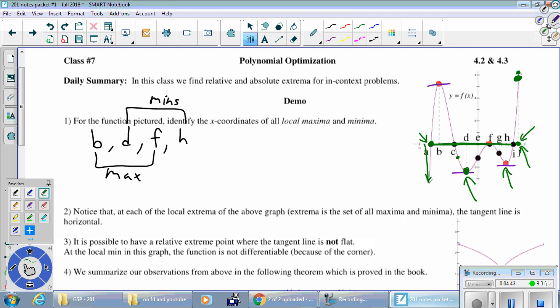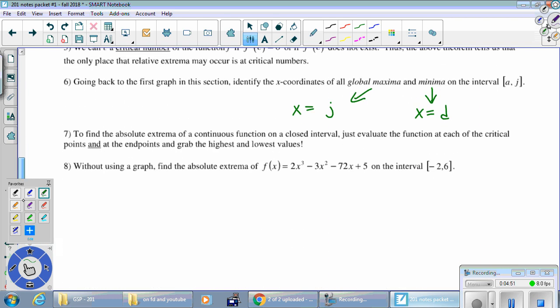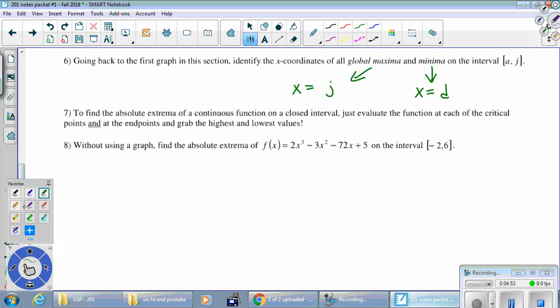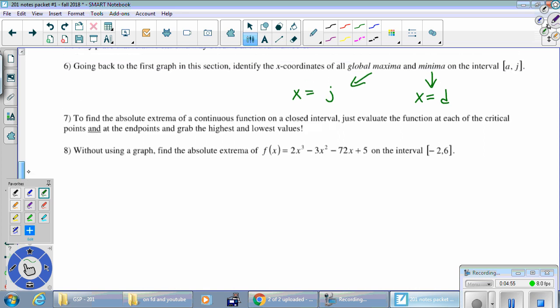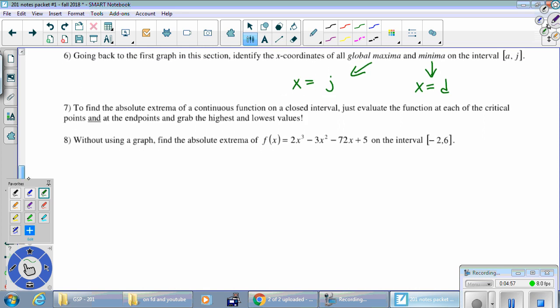So D, I would say, is fundamentally special for this graph. It is called a critical point. J is artificially special only because it's an endpoint. You pick a different interval where J is not an endpoint, then J is not going to be the answer to any of these global max or min questions.